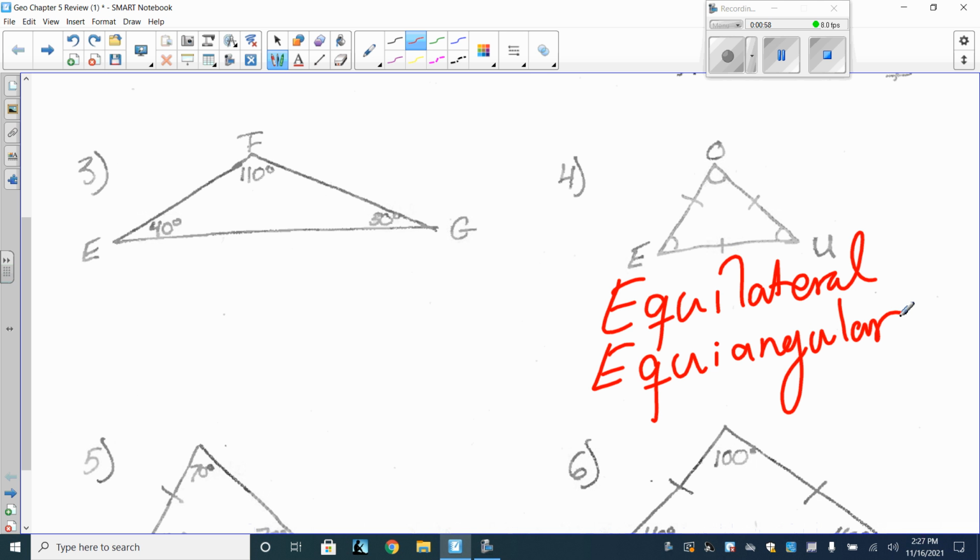Because equilateral means all 3 sides are the same. Equiangular means all 3 angles. If one of them is equilateral, it has to be equiangular. If a triangle is equiangular, it has to be equilateral. Those two will go together every single time. And it's really based off the fact that congruent angles are opposite the congruent sides, and congruent sides are opposite congruent angles. They will always go together. So these two would go together here. Any other questions on 1 through 6?